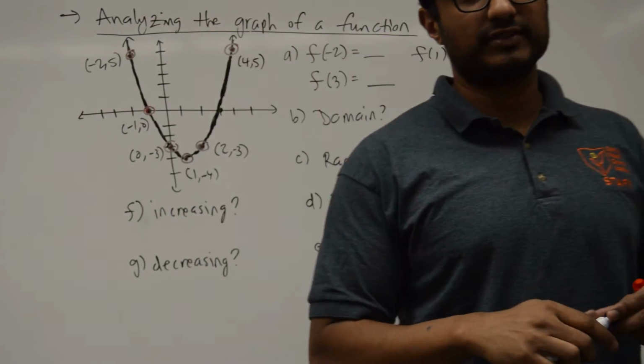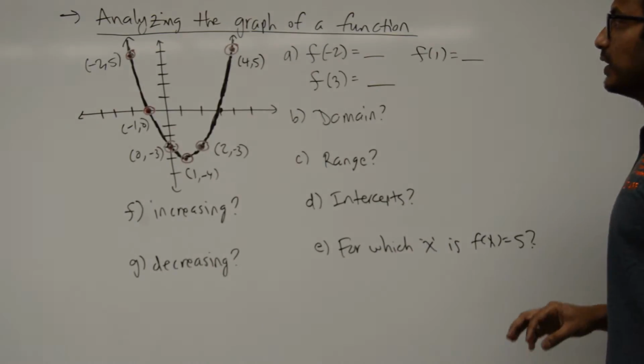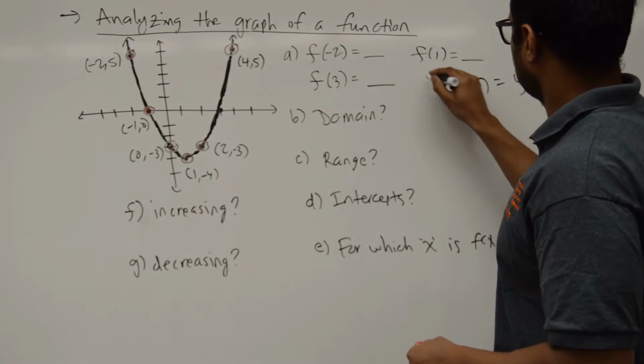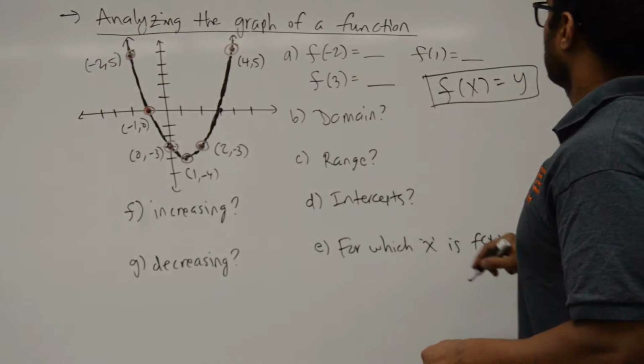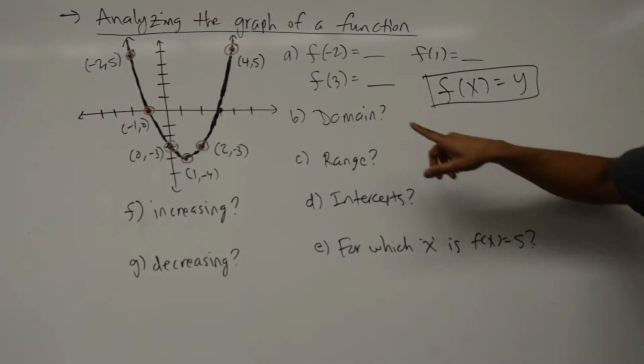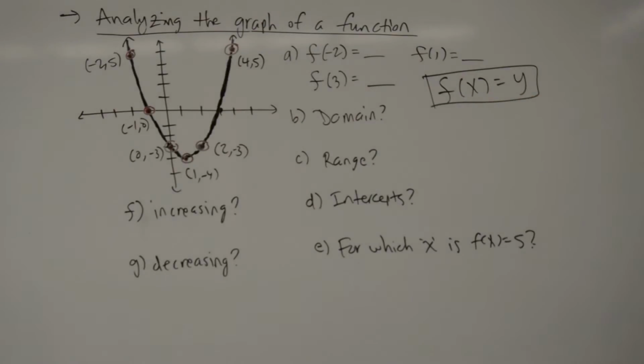Now let's go through and answer these questions. The first question says, what's f of negative 2? So first of all, f of x equals y. So whatever is in the parentheses, if f of something, that is your x value. And what it equals, that's your y value.